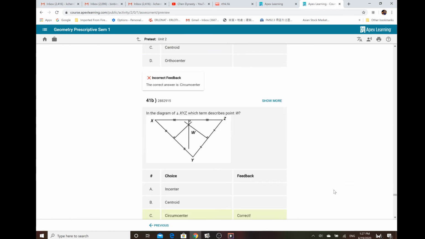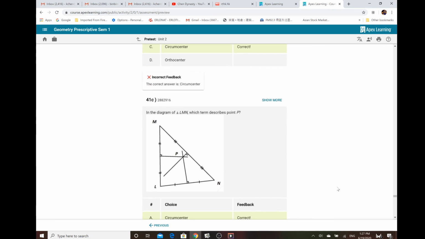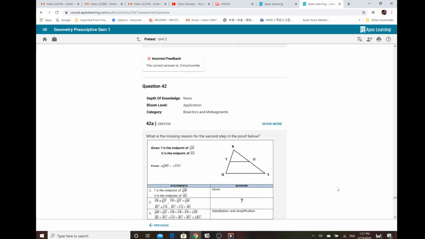So here's another situation of the circumcenter. It's the point where the three perpendicular bisectors intersect. So here's another one, circumcenter.